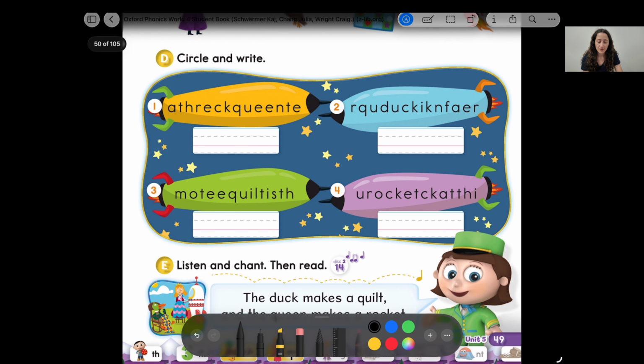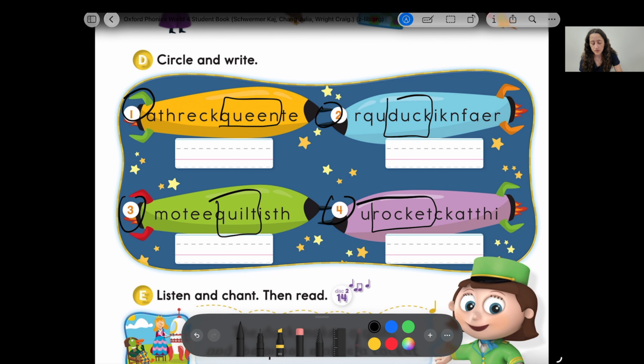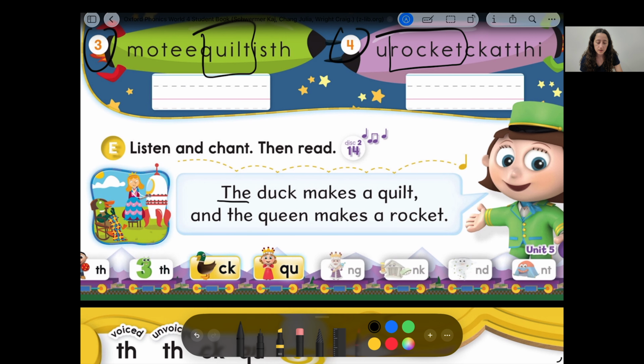Oh, here you need to find the words. Number 1 is a queen. Queen, this is a queen. Number 2 is a duck. This is a duck. Number 3 is quilt. This is a quilt. And number 4 is a rocket. Good. The next one.